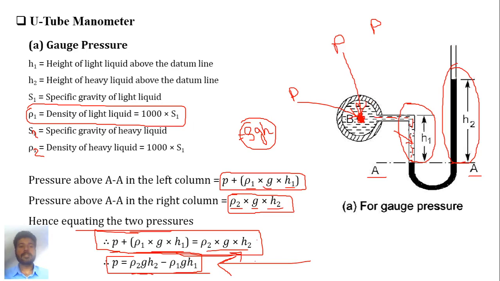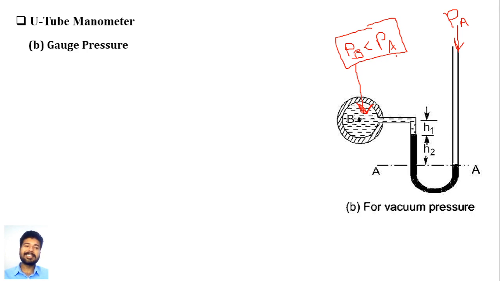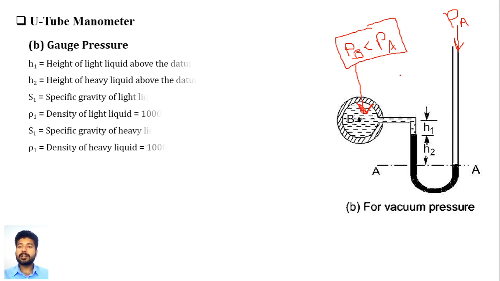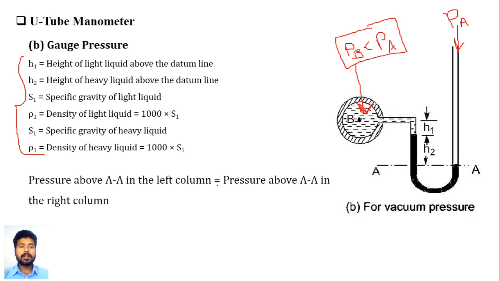In the first case, PB is greater than PA. That means the pressure at point B over here is greater than the atmospheric pressure applied in this section, PA. So this was our first case, when PB is greater than PA. In our second case, PB is less than PA. So let's start our second case. These are all the same nomenclatures for this diagram. Now let's equate the two limbs.